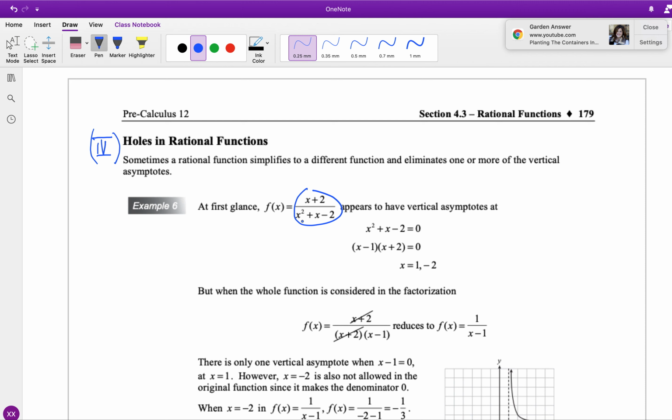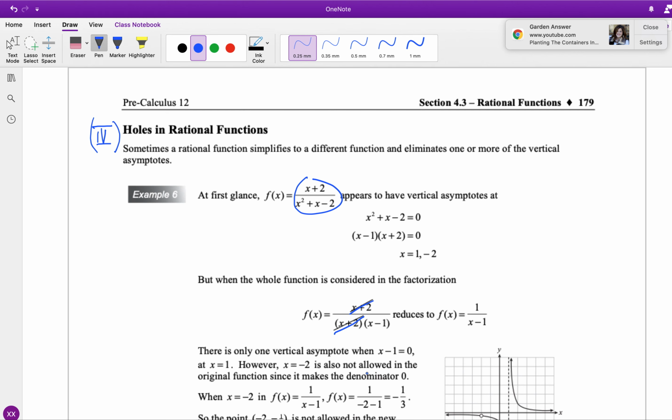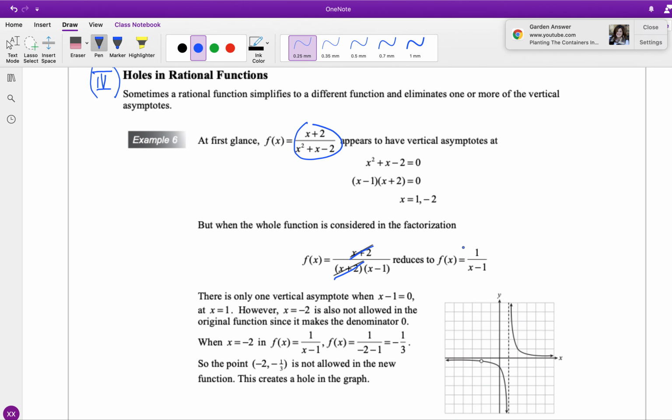And you realize that the bottom can be factored. When the bottom is factored, it becomes x minus 1, x plus 2. So then x plus 2 cancels out. So then your function reduces to this rational function, and then your graph is this. So here, yes, we do have a vertical asymptote because x cannot be 1. So of course, this is our vertical asymptote.